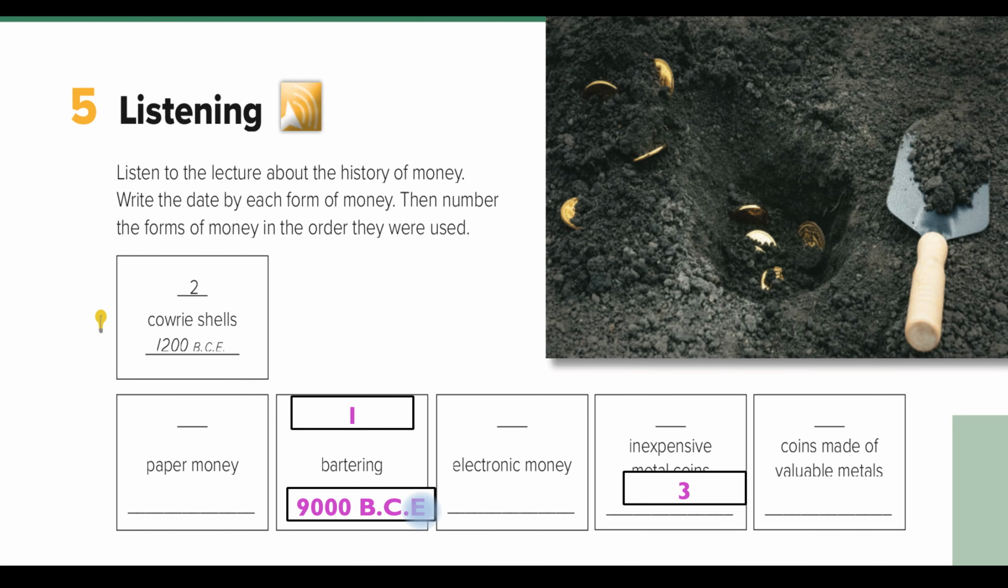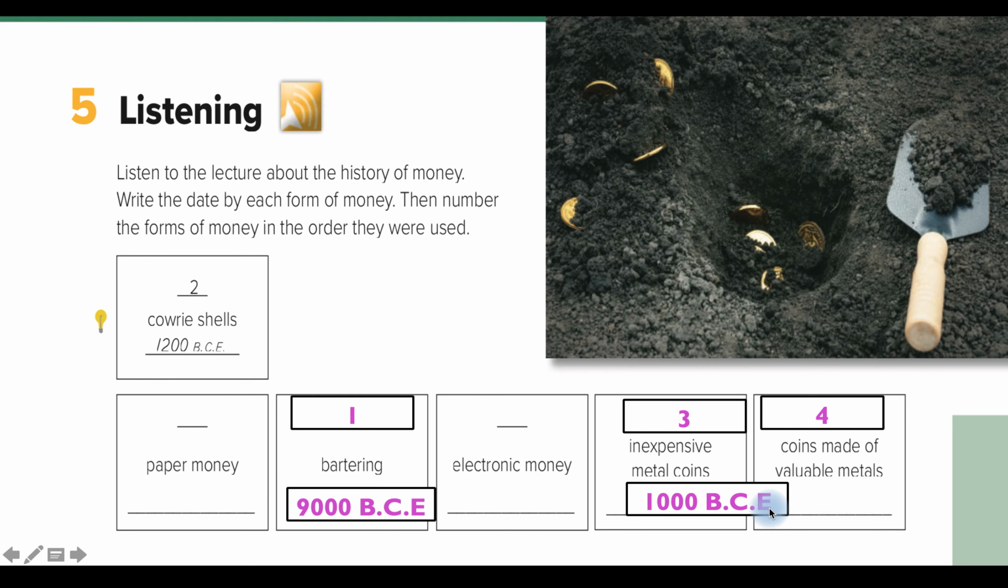Now the second form of money is the cowrie shells, and it appeared in China, in the year 1200s BCE. Now the third form, based on what you have listened to, is the inexpensive metal coins, which appeared in the year 1000 BCE. Okay, the fourth one was the coins made of valuable metals like silver, and it appeared in the year 500 BCE. That one appeared in Turkey.